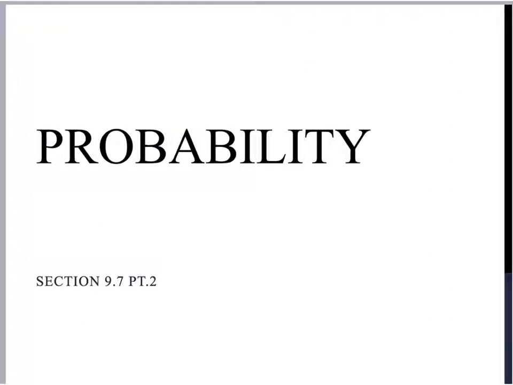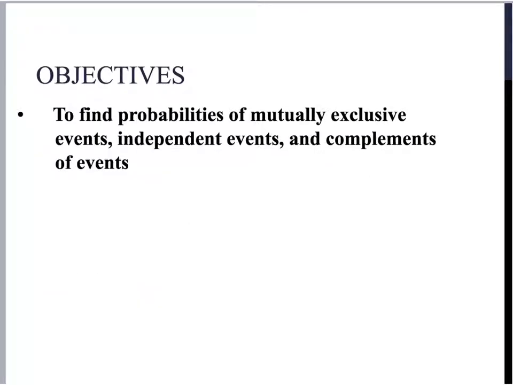Hey class, in today's lesson we're going to talk about probability, which is found in section 9.7 part 2. Our objectives are to find probabilities of mutually exclusive events, independent events, and complements of events.